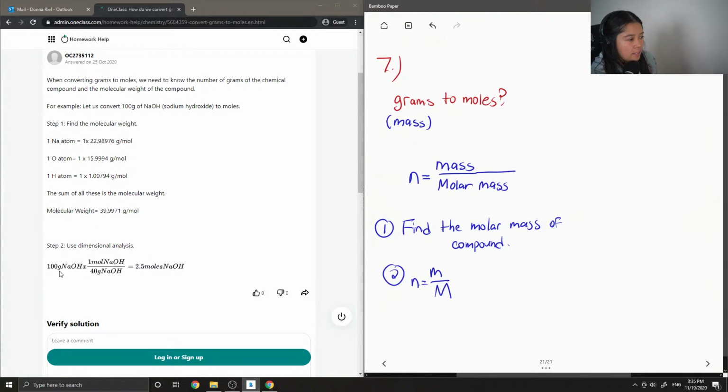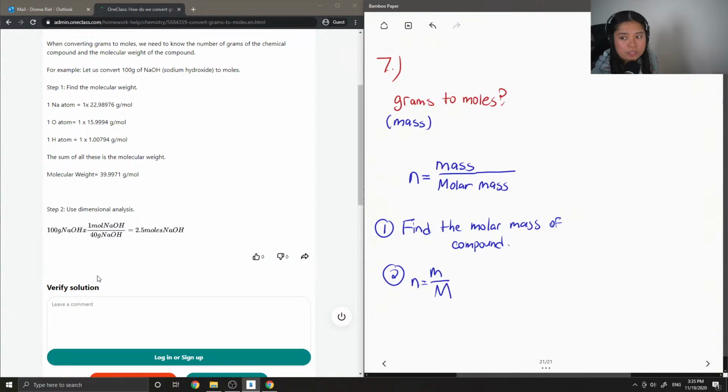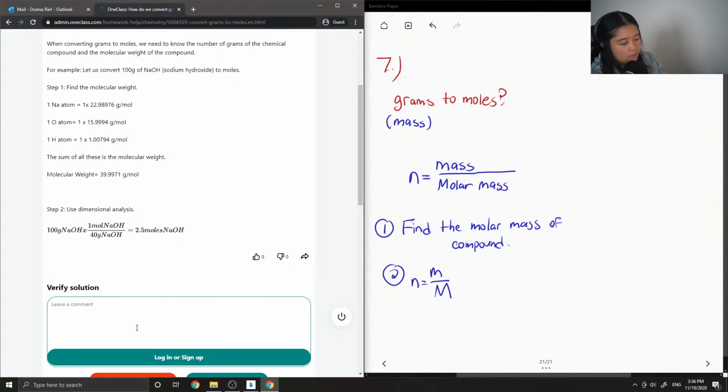Okay, so the mass was 100 grams, and then they divided by the molar mass of NaOH to get 2.5 moles of sodium hydroxide. Okay, so I can verify that this solution is correct. It also had a good example.